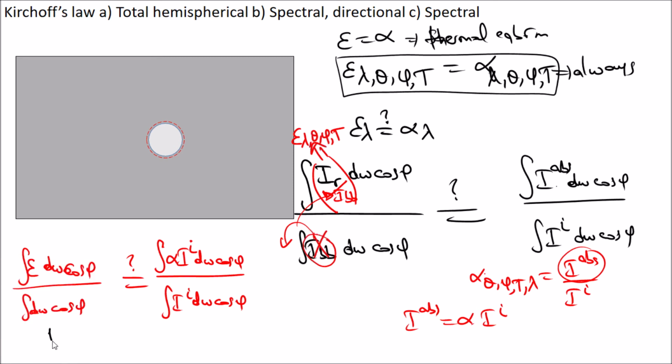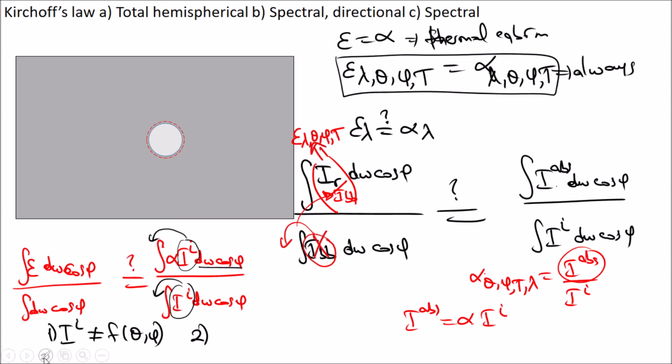When these quantities are equal, it means that this I incident should be independent of the direction, because if it is independent of direction, you can bring it out of the integral. And then since epsilon and alpha are equal at all conditions, these two quantities will be equal to each other. This is the first condition: incident radiation should be independent of the direction.